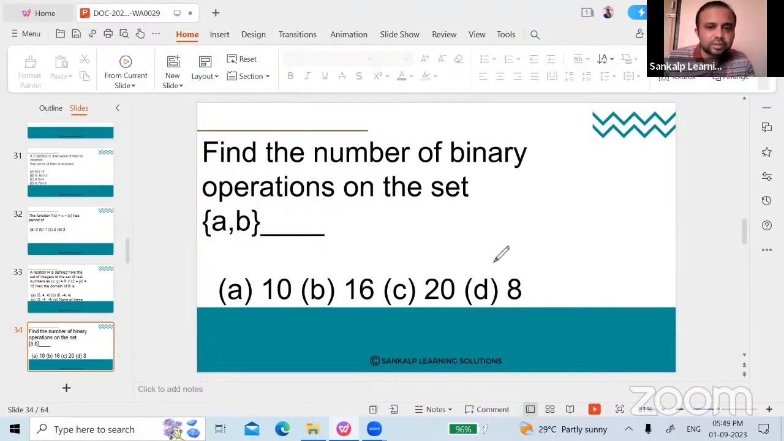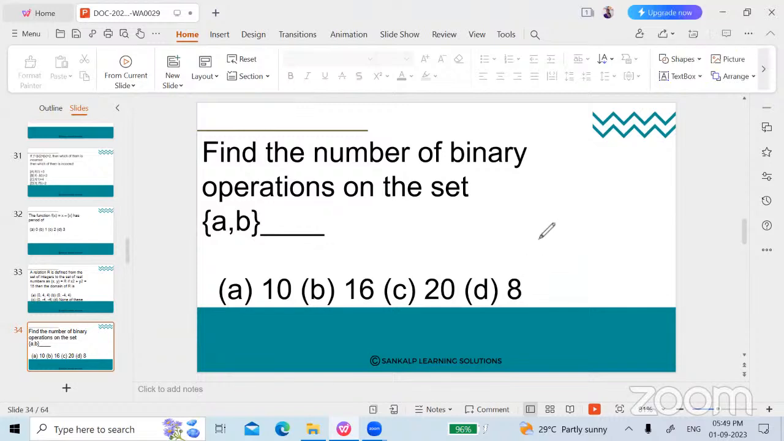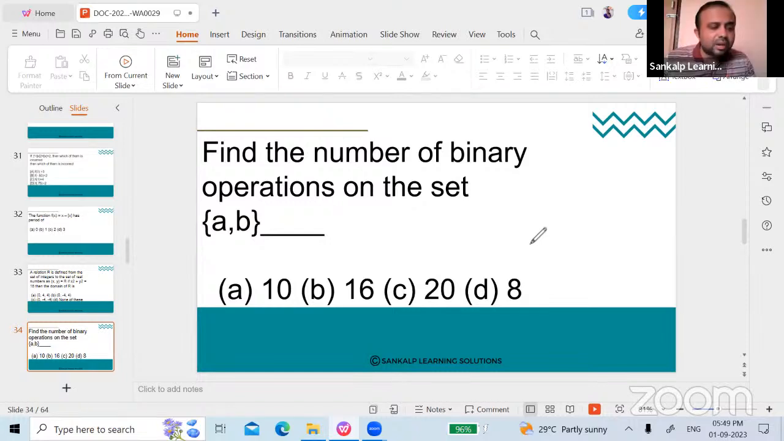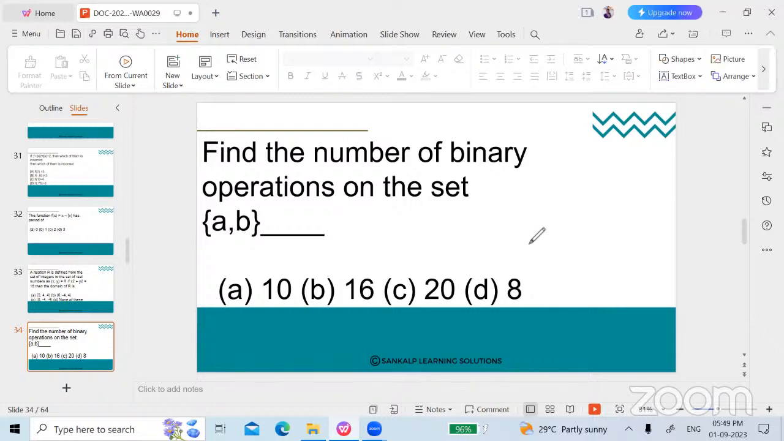You try this first. Sir, binary operations mean? Binary operation, sir, 0 1. Binary numbers are what? Hello? What will be the answer?